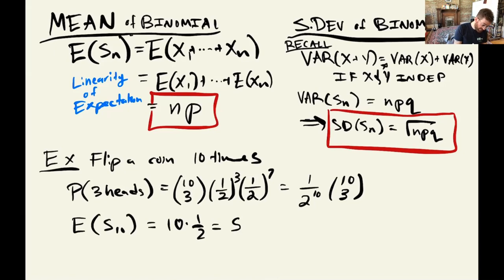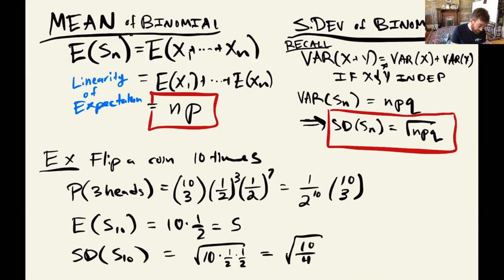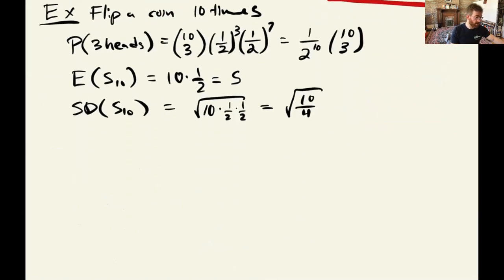Now, what about the standard deviation? Well, it's going to be the square root of 10 times 1/2 times 1/2, the same thing as 10/4. So I can just write that as square root of 10 over 4. Now, when I'm flipping a coin 10 times, the numbers are still manageable. But let's imagine that instead I'm flipping a coin like 100 times. If you recall, what we ended up using there was this normal approximation to the binomial, which we also call the baby central limit theorem.